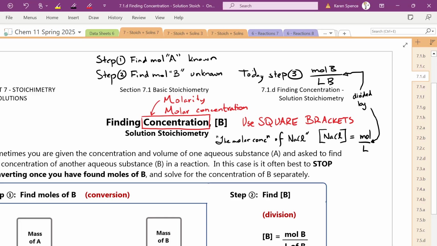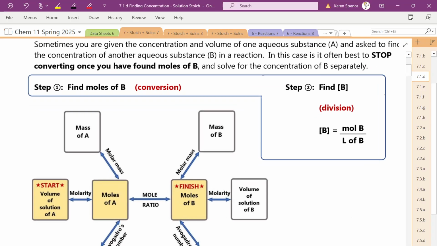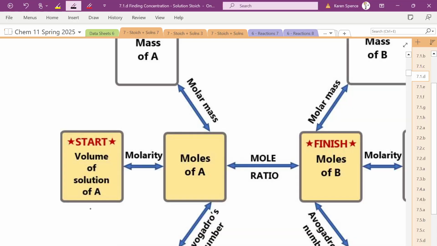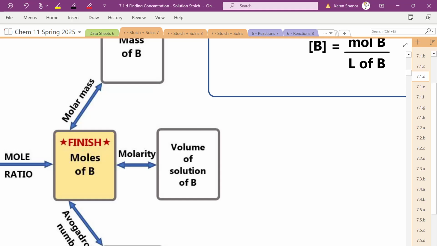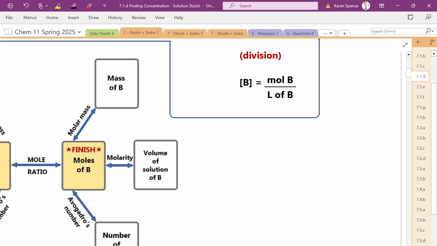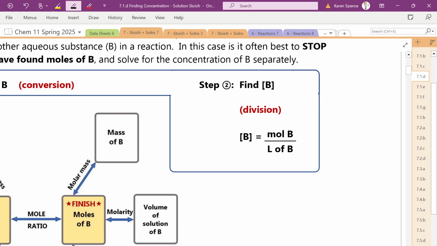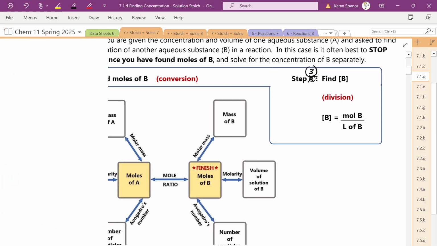Okay? Alrighty. So we are starting with usually the volume of solution A. And then we will find, guess what? Moles of A, and then we'll find moles of B. And then we're going to stop because we don't want to find mass, we don't want to find volume, we don't want to find number of particles. We want to do the division. So actually, I should say that this is step 3, right? So step 3, find concentration of B, moles over liters.